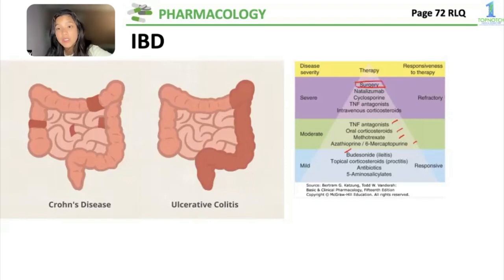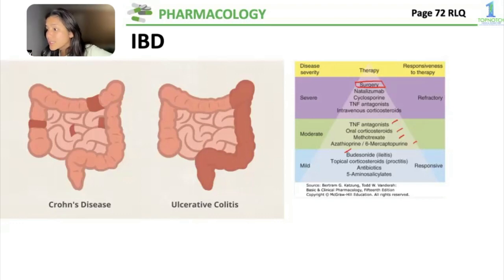Can you guess which one of these two is treatable with surgery? Crohn's versus ulcerative colitis. Looking at the picture, which one can be resected versus which cannot? Ulcerative colitis only involves one part of your GI tract and is continuous, so you can resect it. In Crohn's disease, we cannot pick and mix just very small sections of the bowel to resect. So ulcerative colitis can be treated with surgery, but not Crohn's disease.